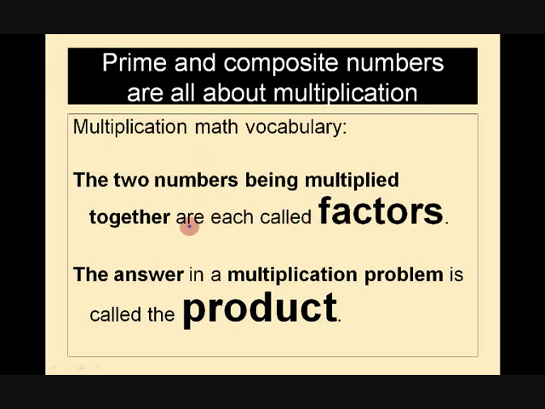For example, if we say 2 into 3 equals 6, then the numbers 2 and 3 are called factors. What is the number 6? The number 6 is called the product. In a multiplication problem, the answer is called the product.